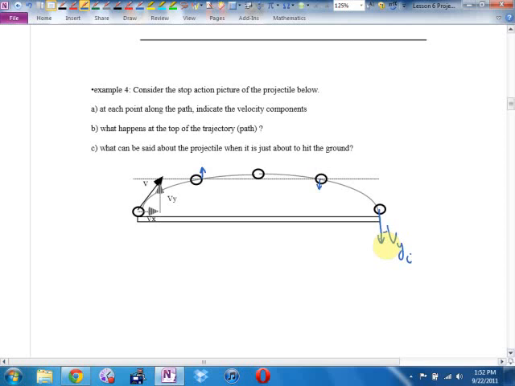What about the horizontal velocity? Well, it turns out the horizontal velocity is constant. It's a vector arrow the same length as the original. That was that video demo that we just showed you.